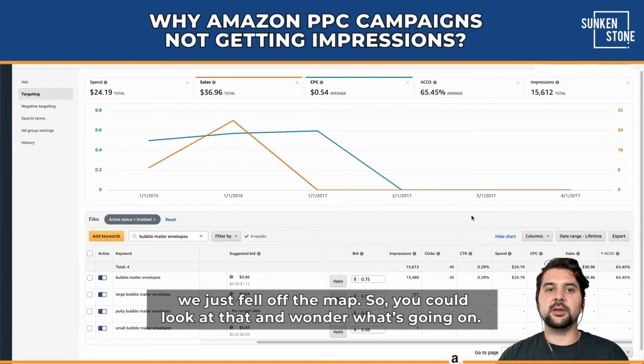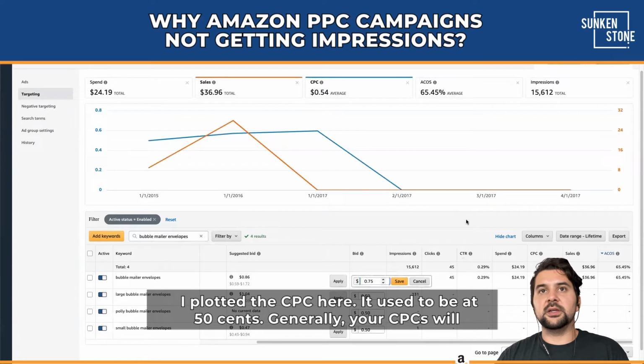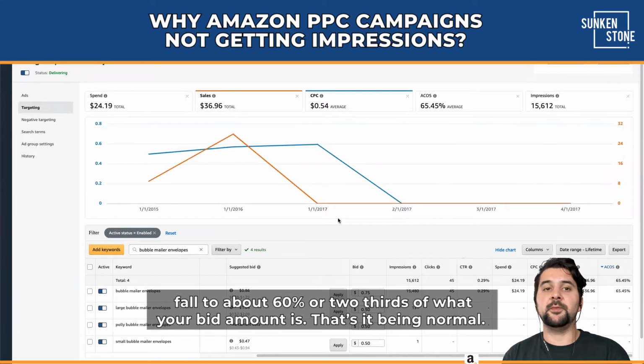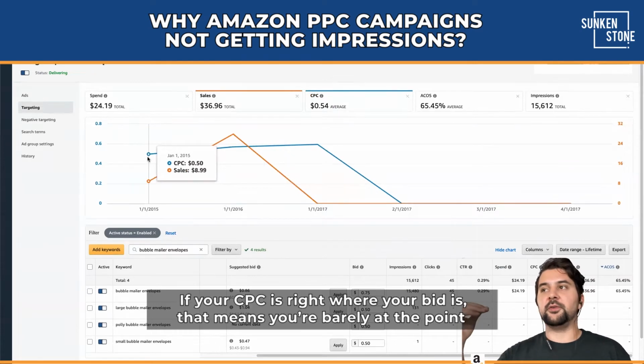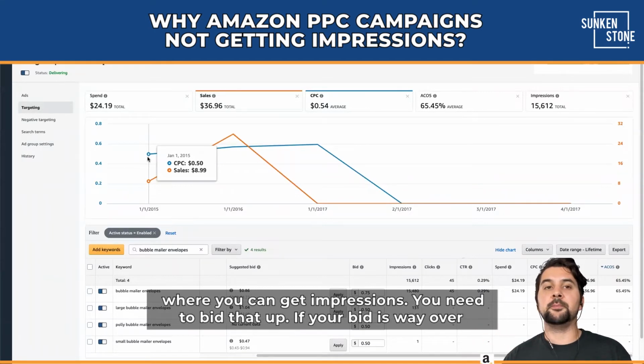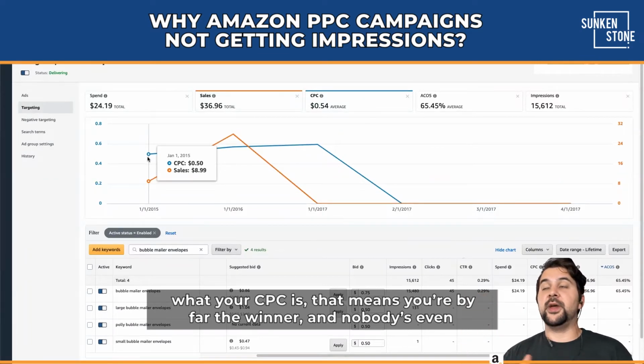So you could look at that and be like, our impressions are down, what's going on? I plotted the CPC here, and we used to be at 50 cents, which generally your CPCs will fall to about 60% or 2/3 of what your bid amount is. That's it being normal. If your CPC is right where your bid is, then that means you're barely at the point where you can get impressions. You need to bid that up. If your bid is way over what your CPC is, that means you're by far the winner and nobody's even close.